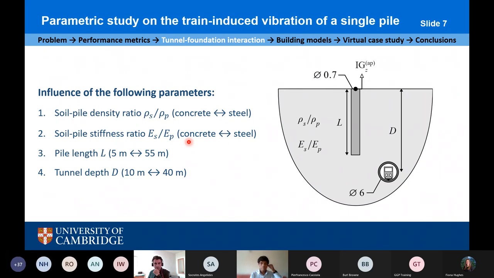So first, I will talk about the simple initial parametric study that we did for the simple case of just one pile next to an underground railway tunnel. In this particular study, we were measuring the vertical insertion gain. As a reminder, the insertion gain is a measure of the response at the top of this particular pile when we have the pile in place compared to when we are neglecting the presence of the pile. The particular parameters that we were looking at are the soil pile density ratio, the difference between the density of the soil and the pile, which we varied between particular values for concrete and steel for the pile. We did the same for the Young's modulus, also known as the stiffness ratio, again between concrete and steel, and then varied the pile length between 5 and 55 meters, and also the tunnel depth between 10 and 40 meters.